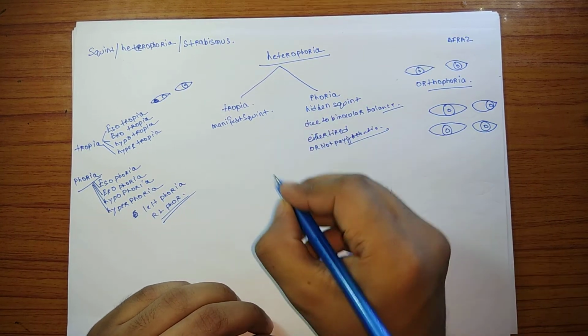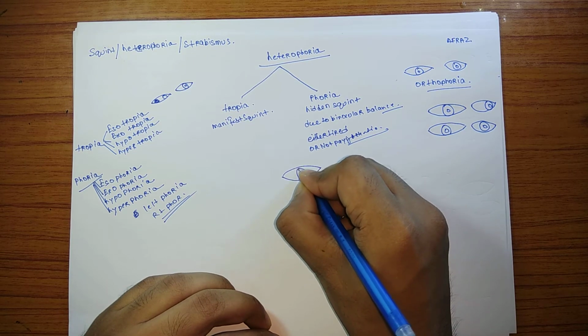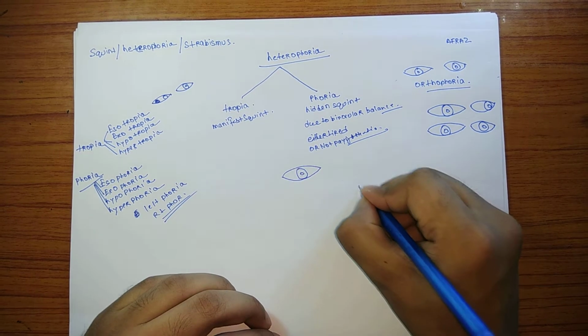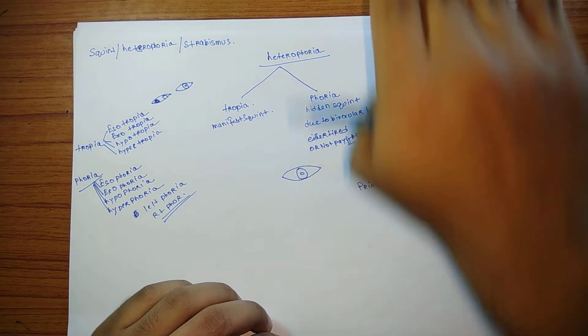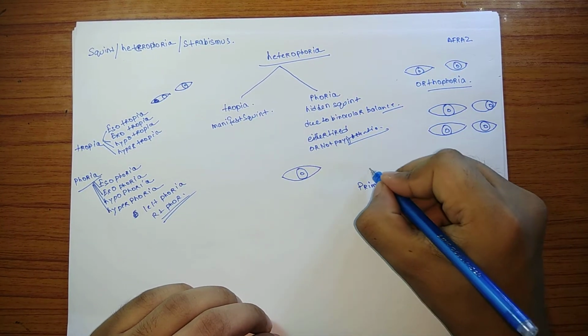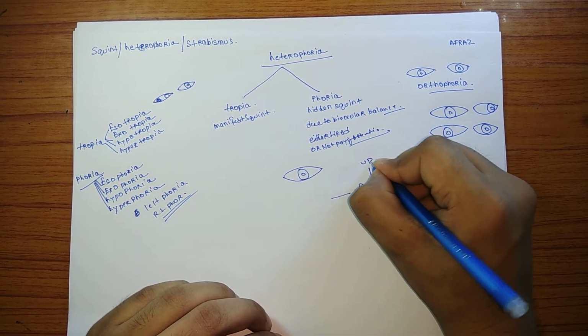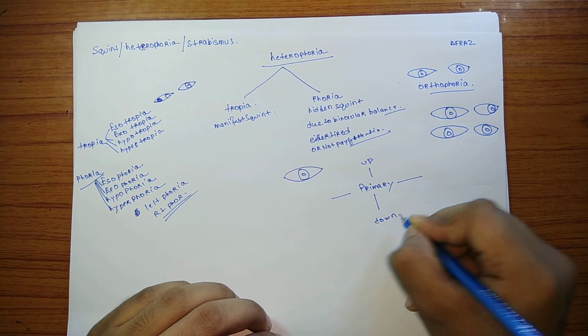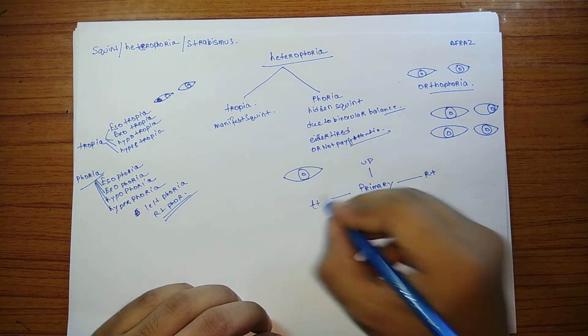Along with this we should understand about the gaze of our eye. We have a primary gaze. Primary gaze is directly what you're seeing straight. Then you have secondary gazes. Secondary gazes are up, down, right, left.